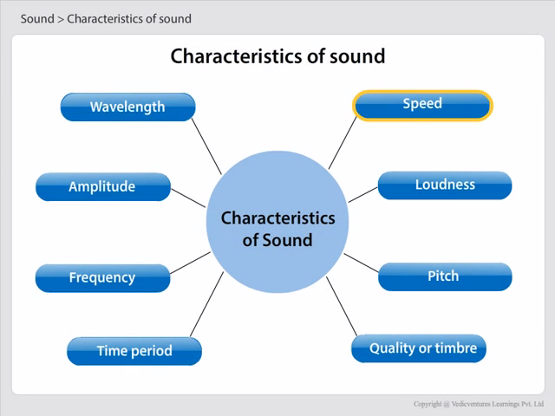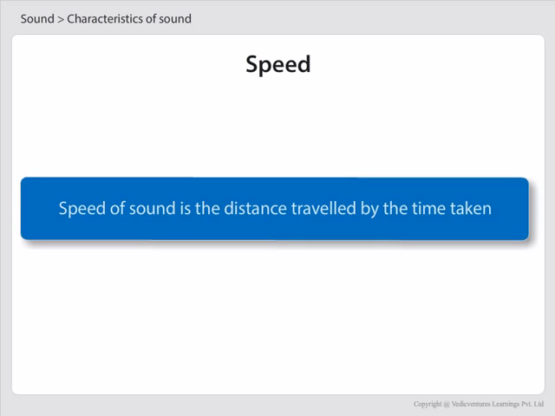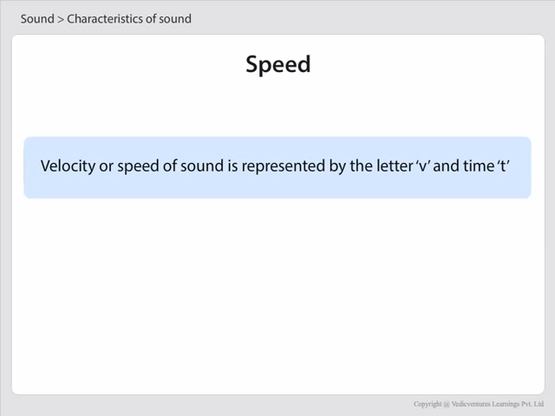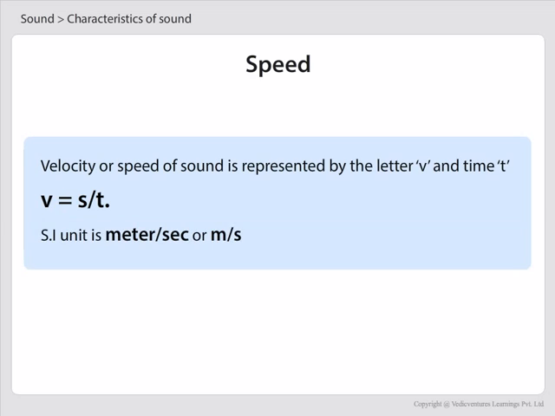Speed. Here we will discuss the speed of sound. Speed of sound is the distance travelled divided by the time taken. Velocity or speed of sound is represented by the letter v and time by t. So v equals s by t. Its SI unit is meter per second, or m by s.